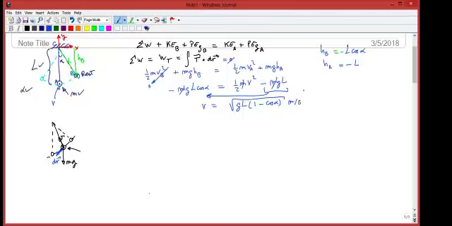I know g, 9.81, positive. I know L, whatever that was, 5 meters. I know alpha, 30 degrees. I'm good to go. I don't even care about the mass. Okay? Questions?